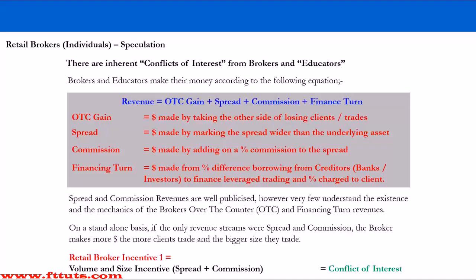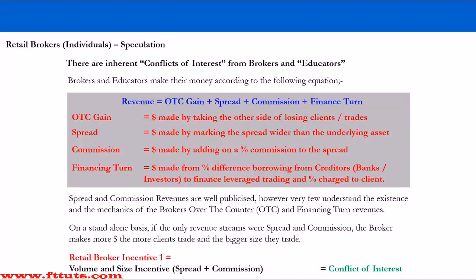So brokers do this directly. The broker's revenue is made up of 4 variables. So we have the OTC gain, the spread, the commission, and the financing turn. In the Forex market, really we can put spread and commission together because most brokers, the commission is the spread. So in Forex, we have the OTC gain, the spread, and the financing turn. Now the spread or commission revenues, it's the same thing. You're just paying the broker to trade on their platform every time you trade.